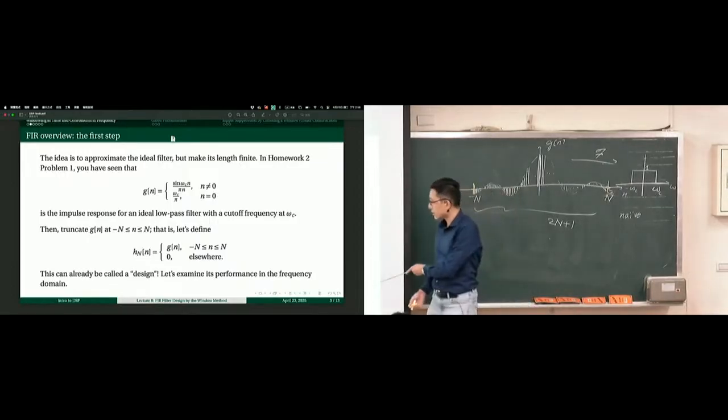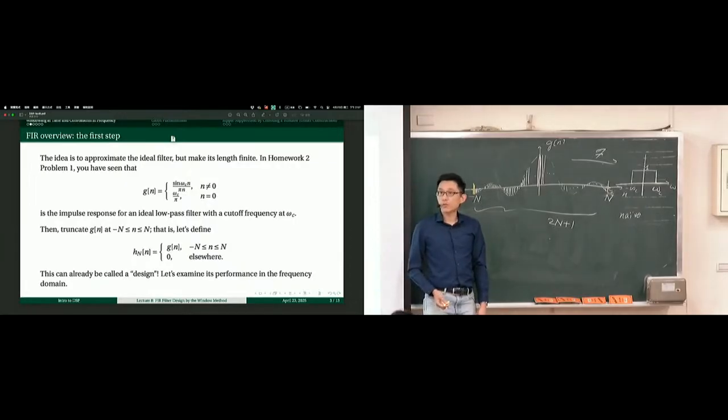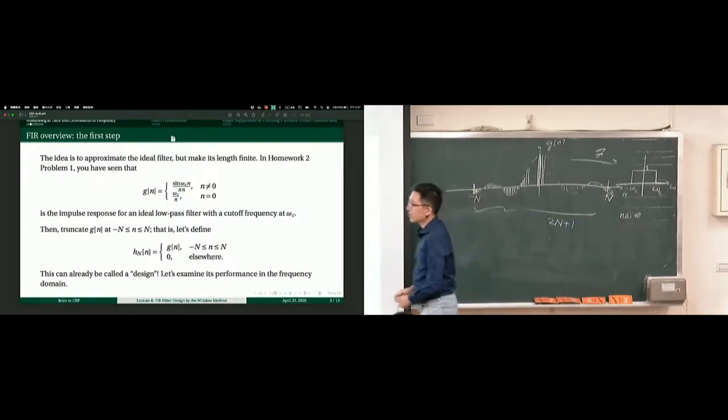Next we should examine the performance in the frequency domain. It's not going to be ideal anymore. So what's the resulting frequency response? That's the question we are asking. It's not going to be ideal, but how much does it deviate from ideal? I may need to draw a bigger picture. I think I do.